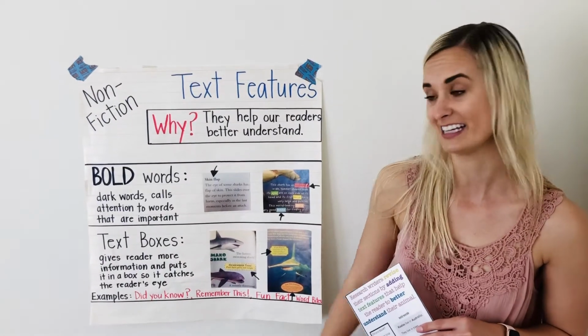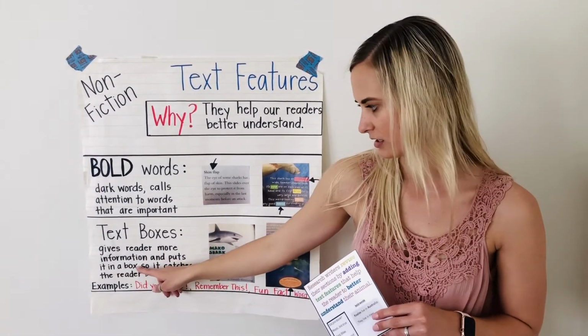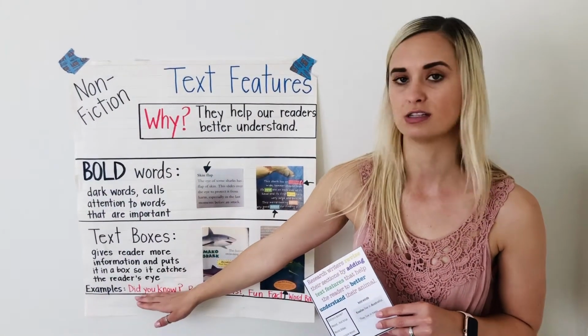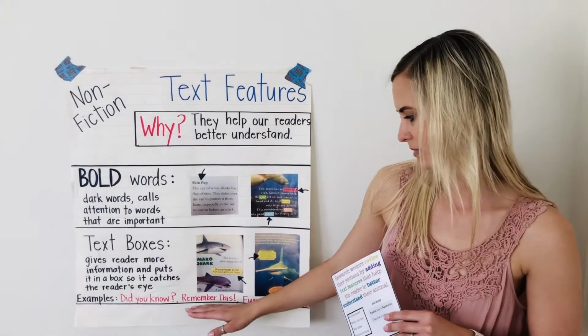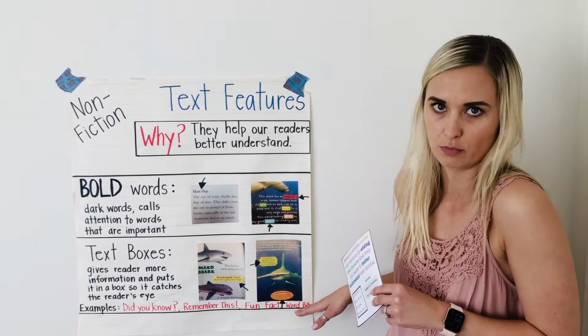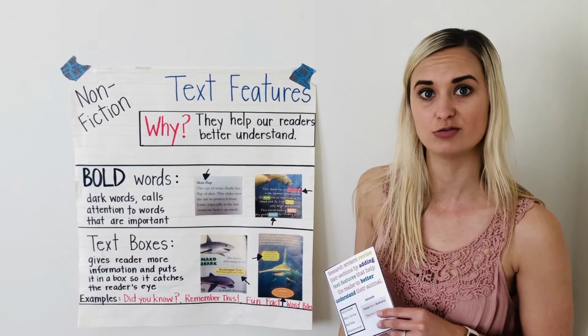Another thing that we'll be adding is text boxes, which give the reader more information and put it in a box so it catches the reader's eye. For example, you could use a did you know box, maybe a remember this box, or a fun fact, or a word bite, which is a definition. I'll be showing you what that looks like by using sticky notes in our animal reports.